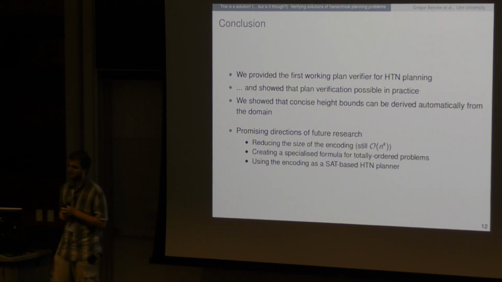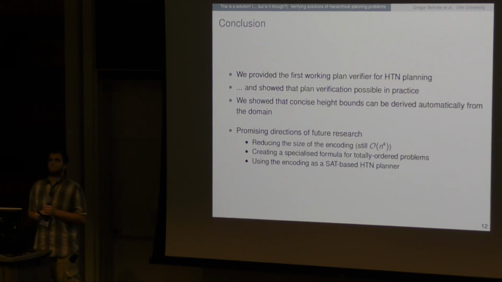Could you use your bounds in an HTN planner, and if so, how? Aside from your SAT encoding idea here.